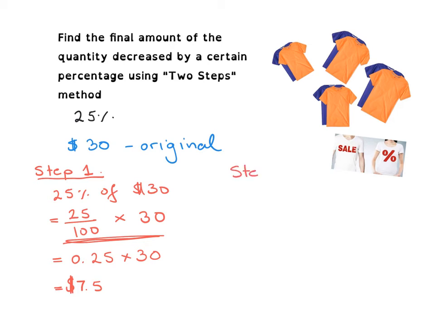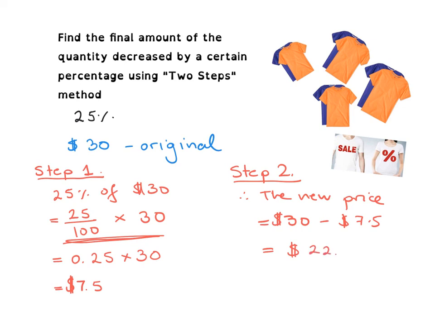As I said before, we do want to know what is the final price. So the final price is pretty much the new price. Therefore, the new price is equal to the original quantity, which was $30, and then take away, because it's decreased, $7.50, and our final price for those shirts will be $22.50.